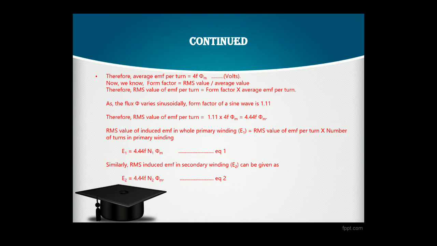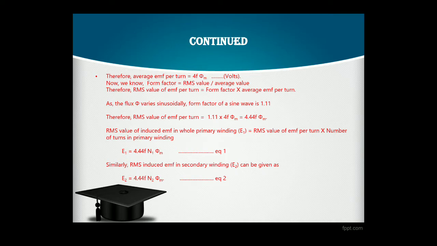Now we know the form factor equals the RMS value divided by the average value. The average value is 4f phi m, therefore the RMS value of EMF per turn equals the form factor times the average EMF per turn. This 4f phi m, in Weber per second, is the voltage. As the flux phi varies sinusoidally, the form factor of a sine wave is 1.11. Therefore the RMS value of EMF per turn equals 1.11 times 4f phi m, which is 4.44 f phi m.